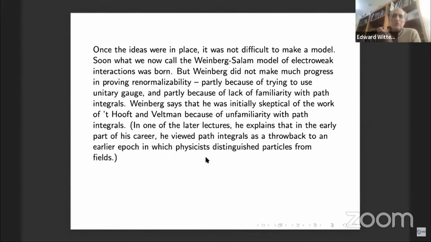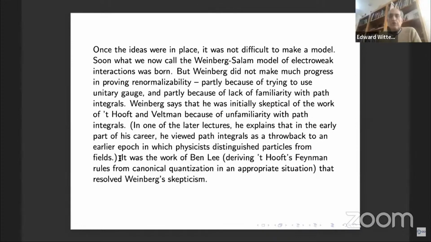Whereas in today's view, but also in Weinberg's view at this time, the correct picture is that everything is fields. Particles arise from quantization of fields. And path integrals, for example, in the Feynman and Hibbs book, he points out, are expressed in particle language, not a field language. And so Weinberg was initially skeptical because of unfamiliarity with path integrals applied to field theories in particular. And he writes that it was the work of Ben Lee, who derived 't Hooft's Feynman rules from canonical quantization, that resolved his skepticism and convinced him that what we now call spontaneously broken gauge symmetry is renormalizable.